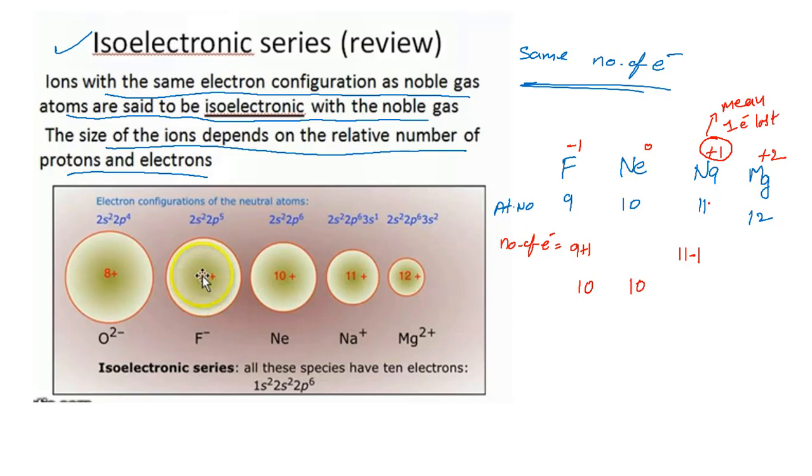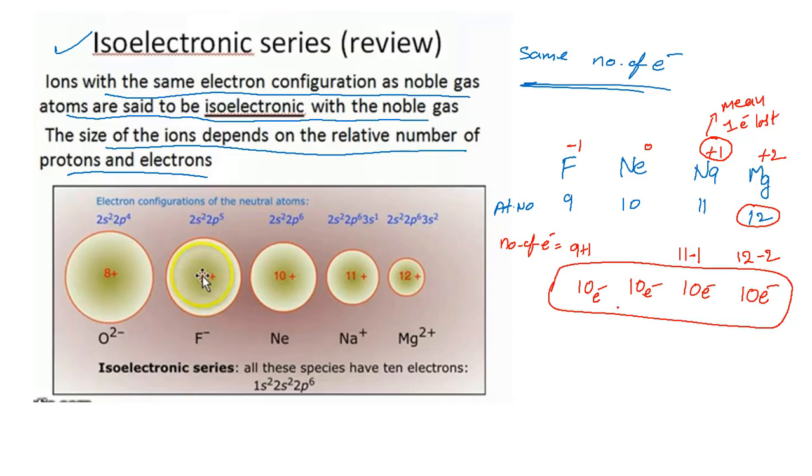That means sodium should have 11 electrons, but it lost 1 electron, so right now 10 electrons are present. From magnesium, 2 electrons are lost, so 10 electrons remain. So in all these 4 atoms and ions, the number of electrons is 10, 10, 10. All 10 electrons. So these are isoelectronic species.